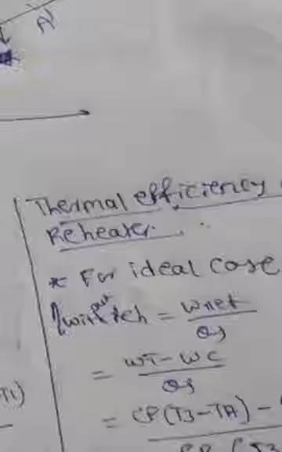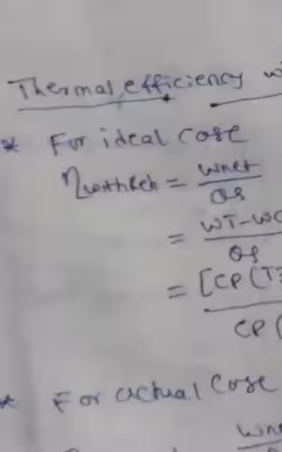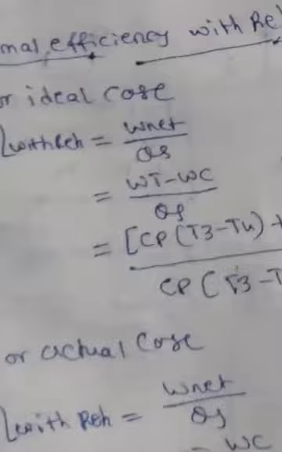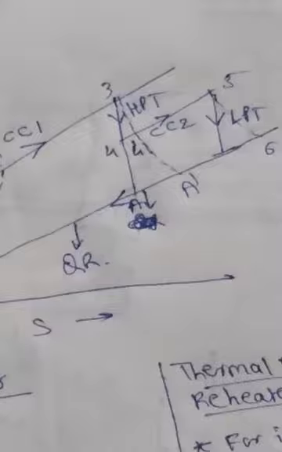I'll write the expression for the efficiency, one by one. For the ideal case, the same formula: net work divided by heat supply, WT minus WC. Now we can see the turbine expansion on the TS diagram, HS diagram. On the TS diagram, turbine work happens in two turbines.